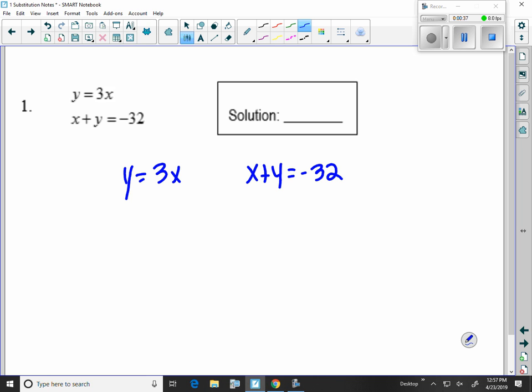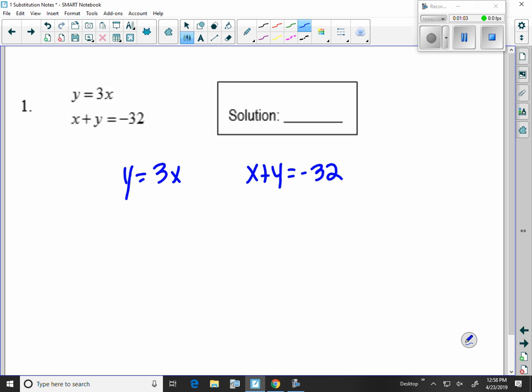Okay, step 2. What's it say? Pick one. Pick an equation that's the simplest. Which one looks the simplest? y equals 3x. Okay, step 3. Solve for one variable. Does that already have a variable solved? Yes, we solved for y already, okay?